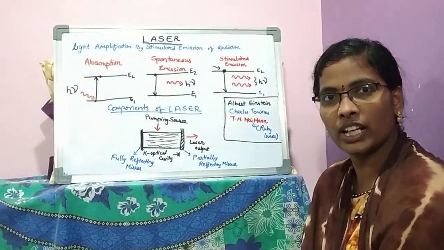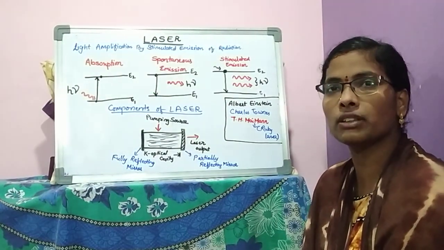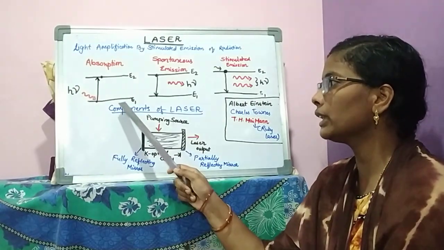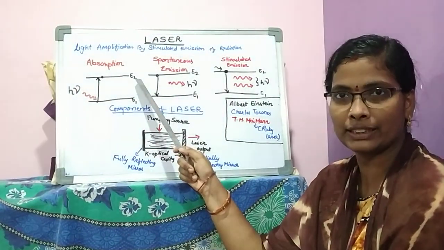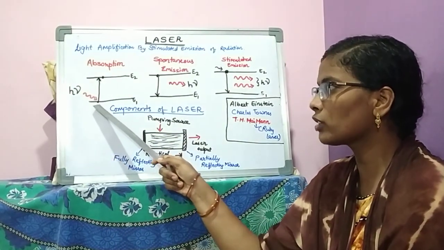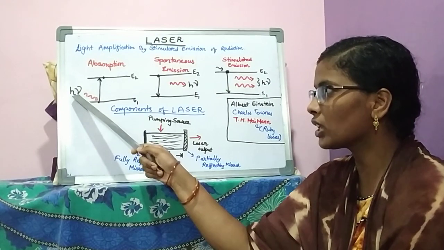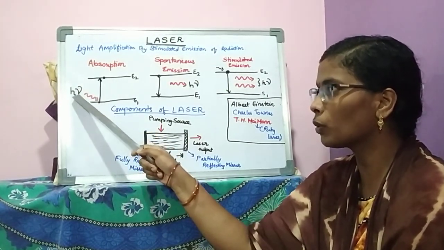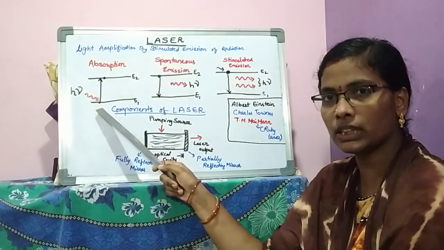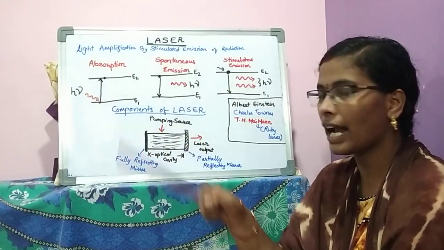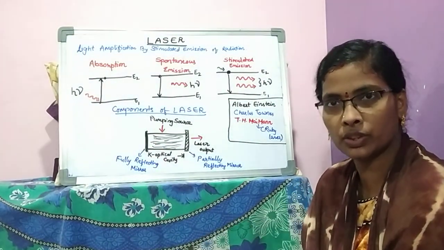First of all, in general, every atom has two states: one is the ground state and the other is the excited state. Here in the diagram, E1 denotes the ground state and E2 denotes the excited state. All the atoms are first present in the ground state. When we supply some amount of energy, that is the energy of a photon equal to h nu, the ground state atom will absorb that energy and move to the higher excited state. This process is known as absorption.